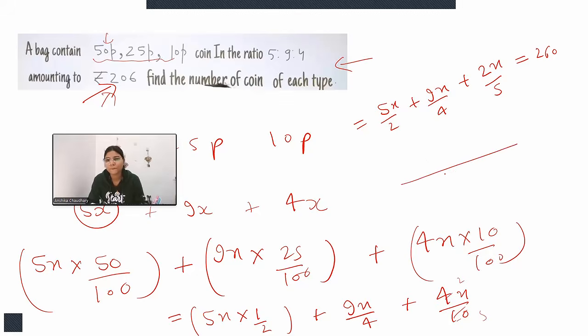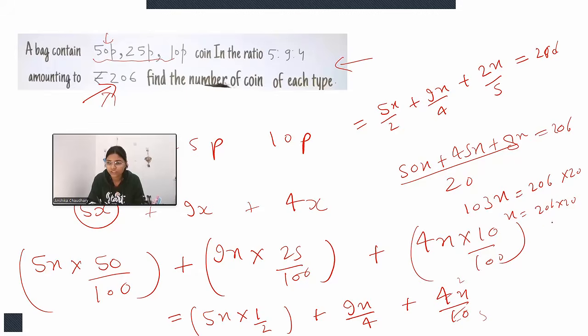So the LCM will be 20. So 10 times, then 50x plus 45x plus 8x equals 206 rupees, not 260. It is 206 rupees, right? Now here it will become 103x equals 206 into 20. If we solve this, 206 into 20 upon 103, so 2 times, so the x value will be 40.